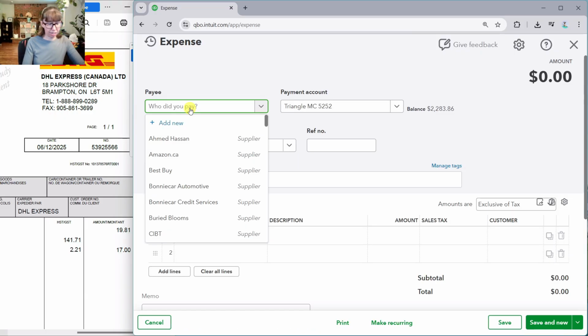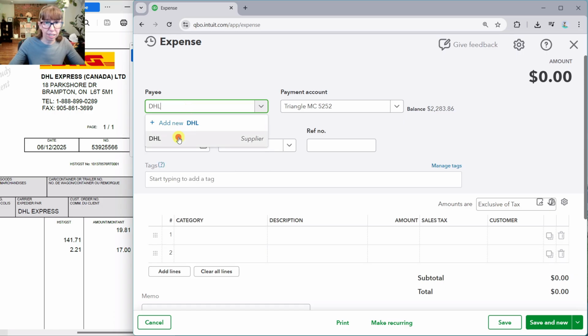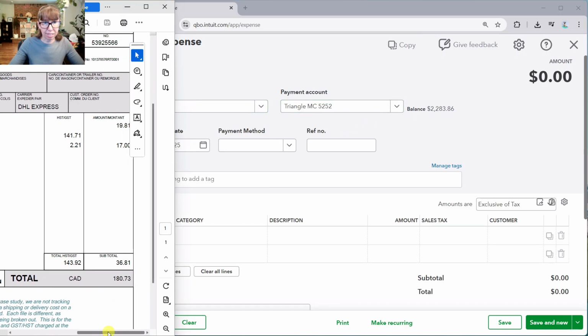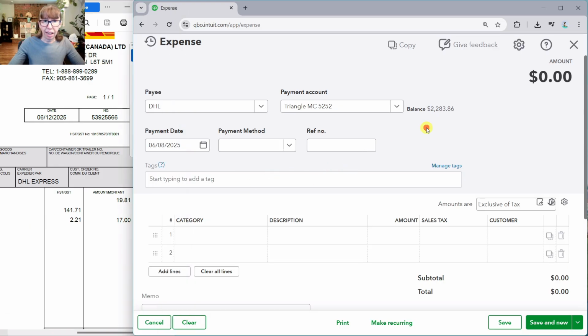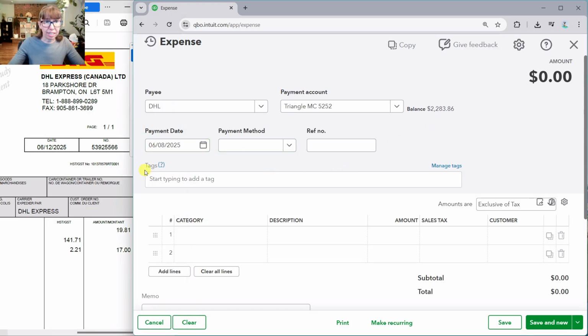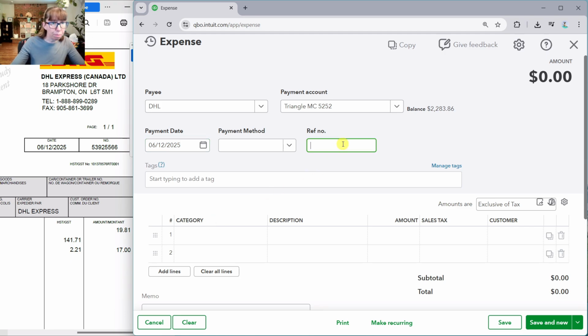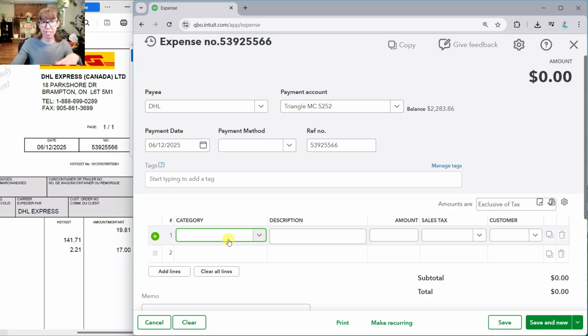So this is DHL. And it was paid, she noted, with the MasterCard. And the date is June 12th. The reference number is 539-25566.